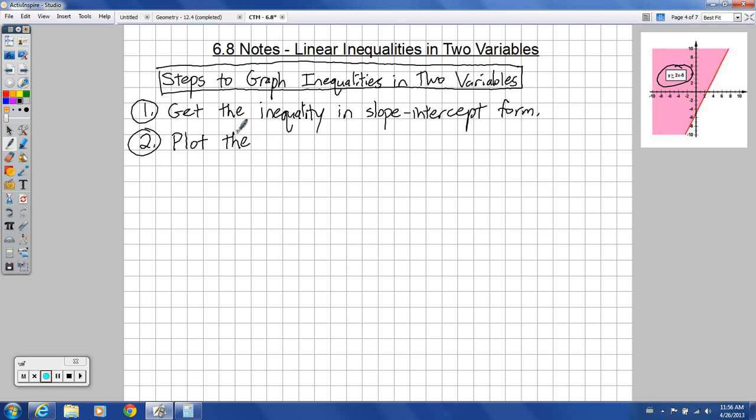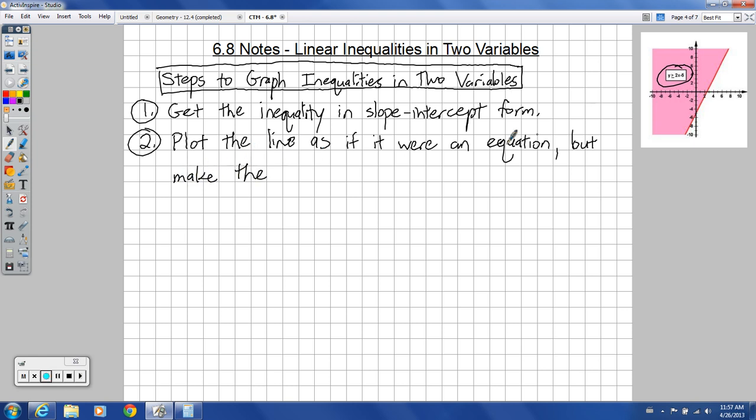Step two, though, you're going to plot the line, or graph. Graph is the same thing as plot, another way to say that. Plot the line as if it were an equation. So just like we learned in the previous lesson, we were graphing lines in 6.7. We're going to do the same thing here. So it's really nothing new except for this shading part. But make the line, and this one little thing here too.